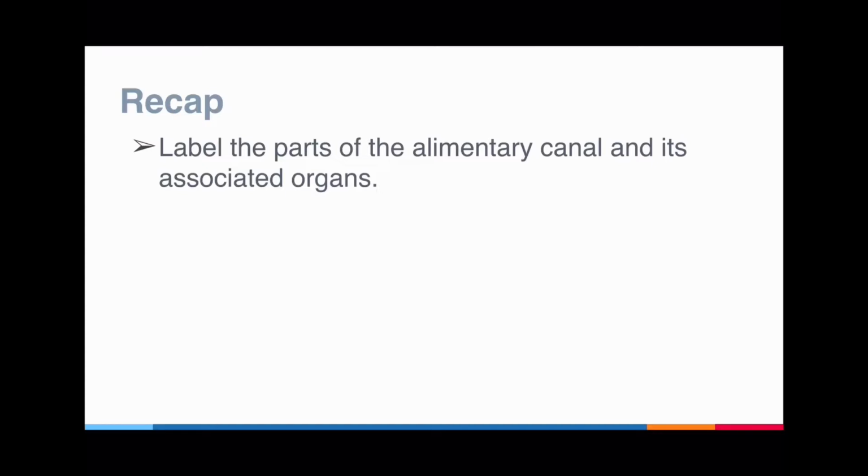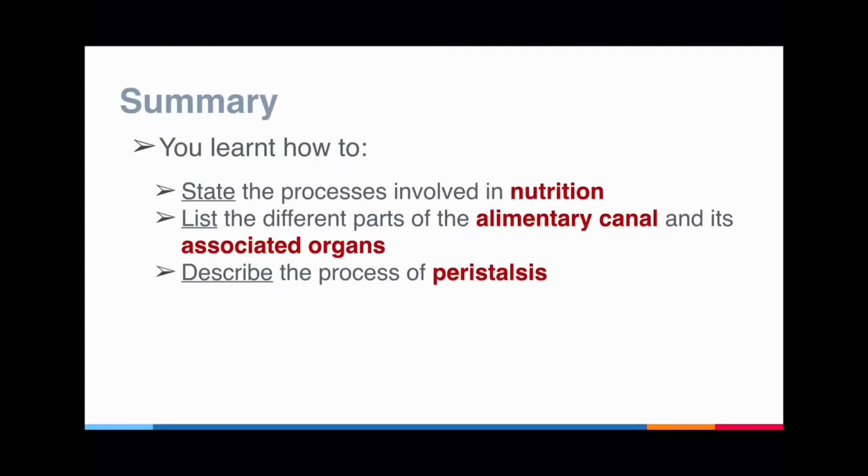So in the previous chapter, if you recall, we talked about the processes involved in nutrition. We talked about some of the different organs related to the digestive system. Mainly we spoke about the alimentary canal, as well as the set of associated organs. And in the end, we ended off with a process called peristalsis. So that was the first part, an intro to nutrition.